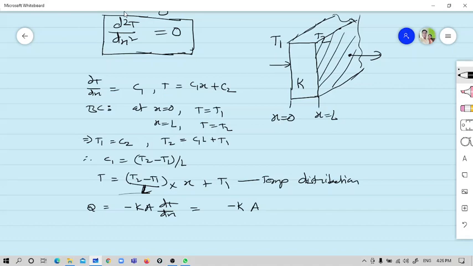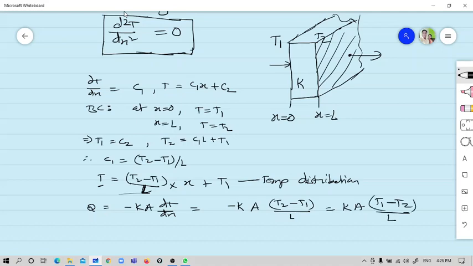So what will be dT by dx now here? Substituting these equations, find out the derivative of this T with respect to x. Here we have only x, so this term will remain. Derivative of T1, which is constant, will be 0. So here you will get T2 minus T1 divided by length L. I can write this as, if I take this minus sign inside, K into A into T1 minus T2 divided by L.